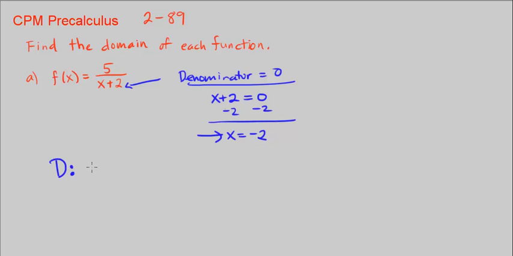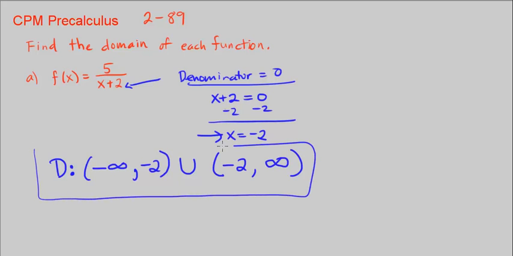Therefore, the domain is going to be everything except for -2. So it's going to go from -infinity all the way to -2, but not include it. So I'm going to use a parenthesis because we're not including negative 2. And then it's going to union with starting at negative 2 again and everything to the right. Okay, so that is the domain of our function here. It's everything except for when the denominator is equal to 0. So we want to remove x equals negative 2 from the domain.